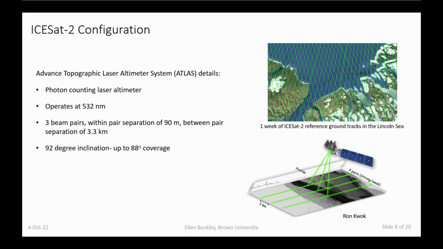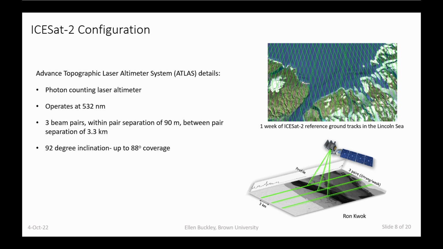Okay, so for ICESat-2, this was launched in 2018 as a photon counting laser altimeter, which means every individual photon that's returned from the surface is geotagged. It operates at 532 nanometers, so green light that's able to penetrate water, which is important for melt ponds. And then the configuration is that there are 3 beam pairs, and each beam pair consists of a strong beam and a weak beam. The strong beam is about 4 times more powerful than the weak beam, and that's the one that we use in our work.